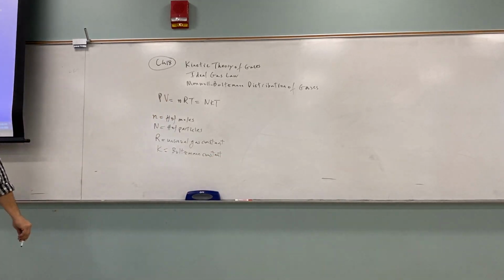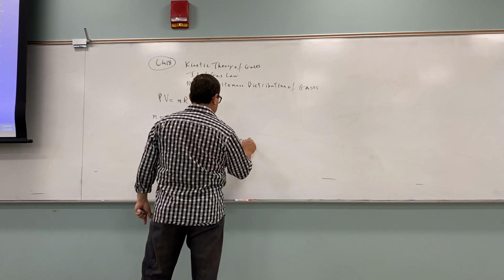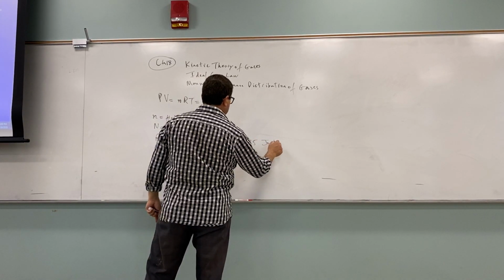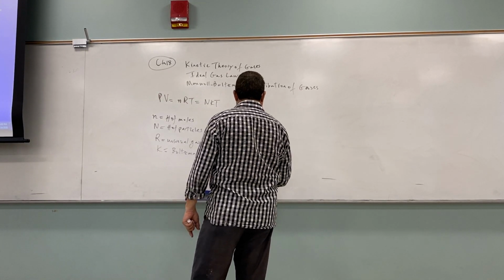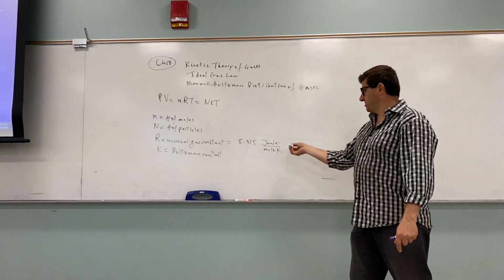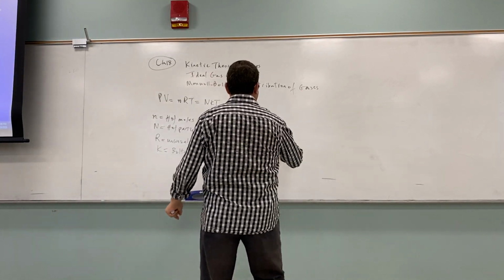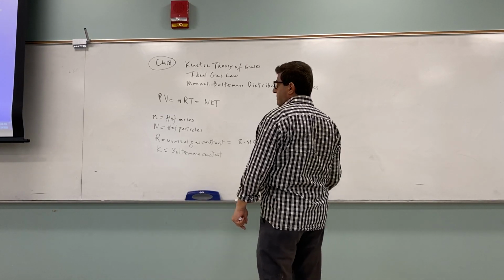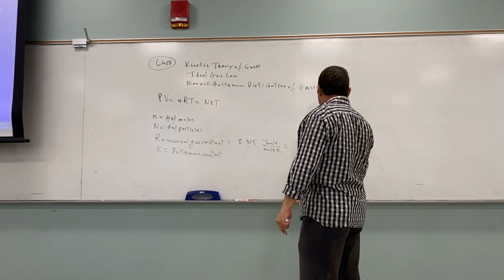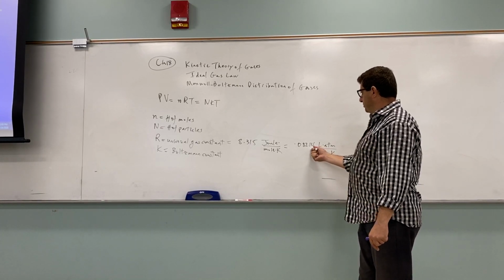The units of R: R is 8.315 joule per mole Kelvin. I'm not sure if they use that as much in the chemistry class, but more often they use the other one, 0.08214 liter atmosphere per mole Kelvin. This one is more often used in chemistry.